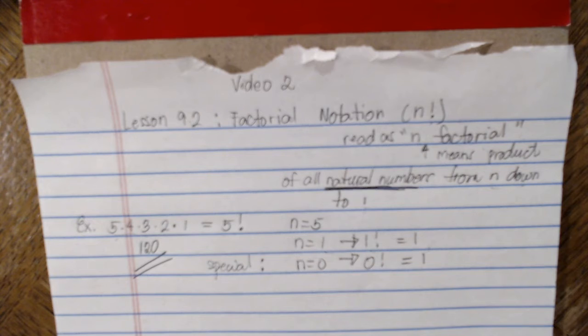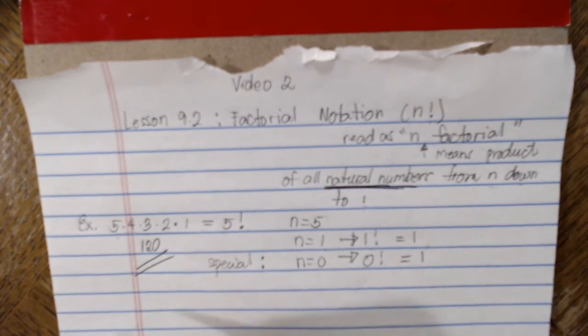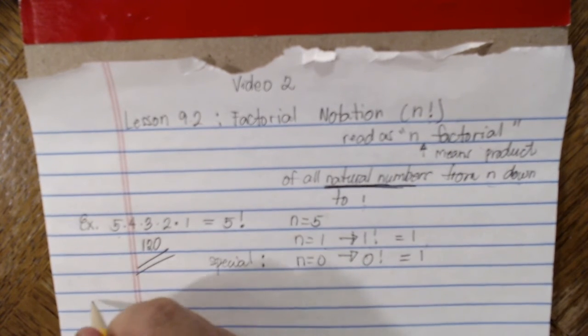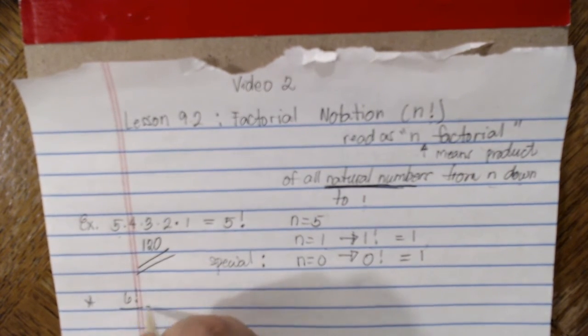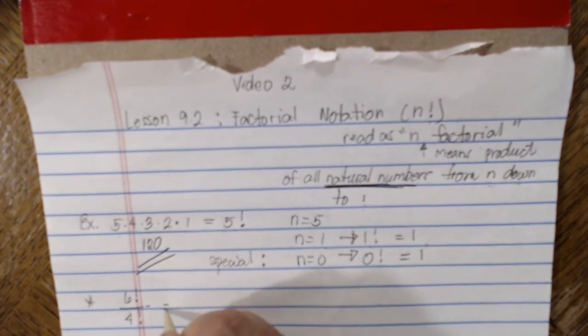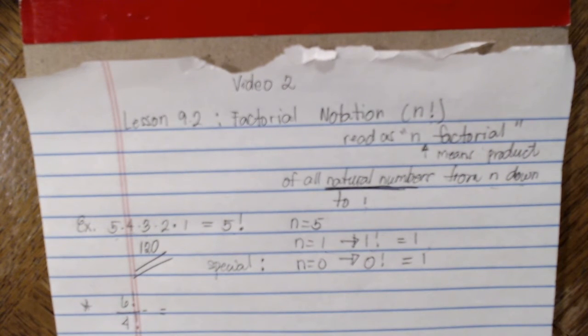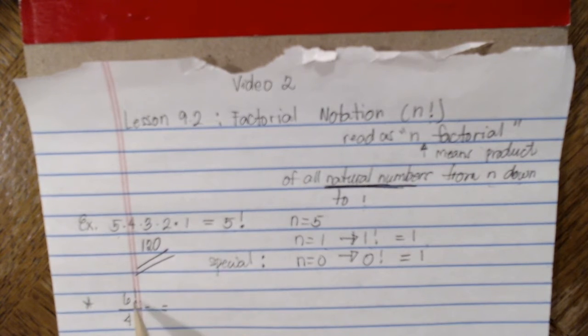So for example, I have 6 factorial. Say, another example, 6 factorial over 4 factorial. So you're dividing, you can just easily get 6 factorial and then divide by 4 factorial.